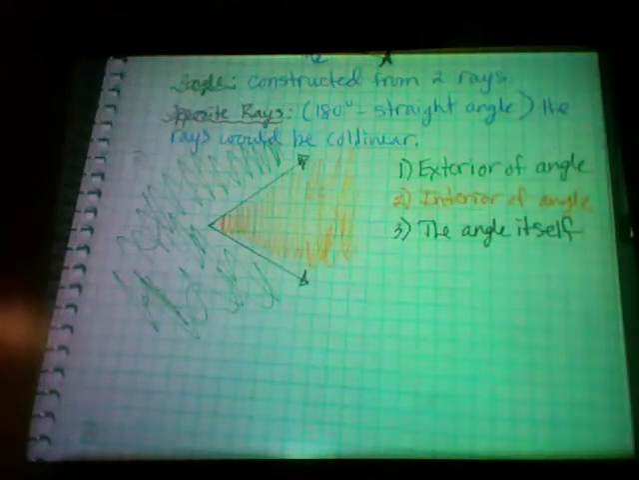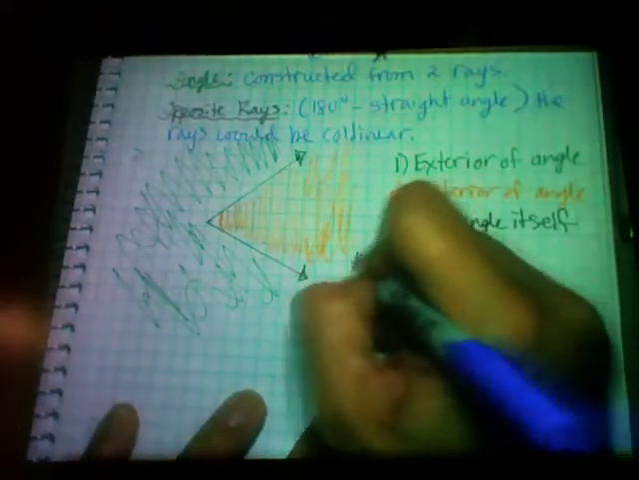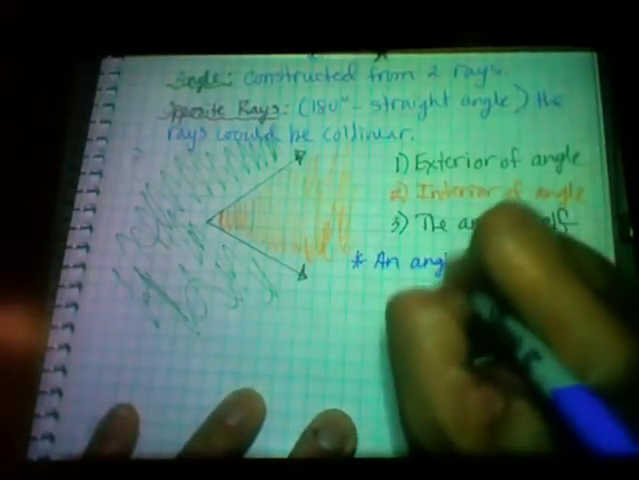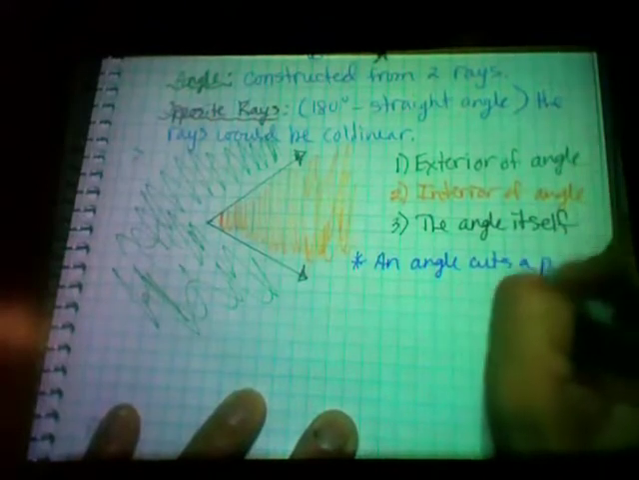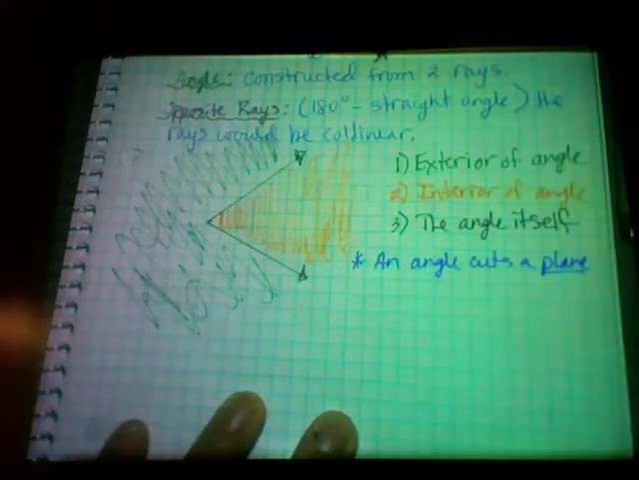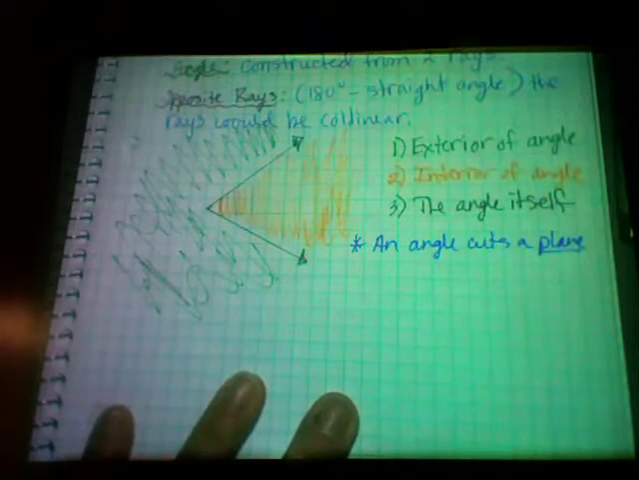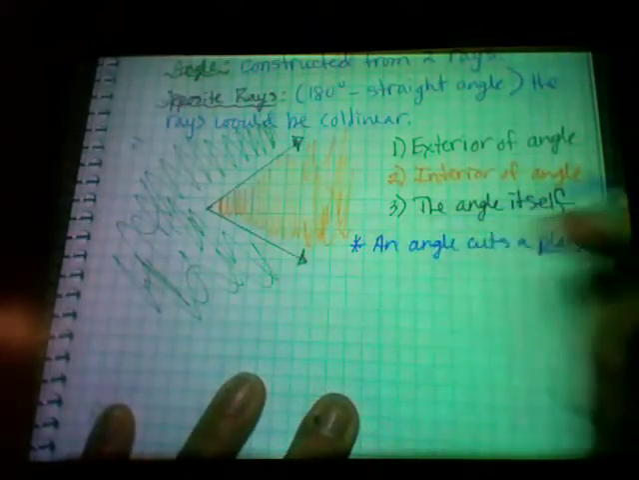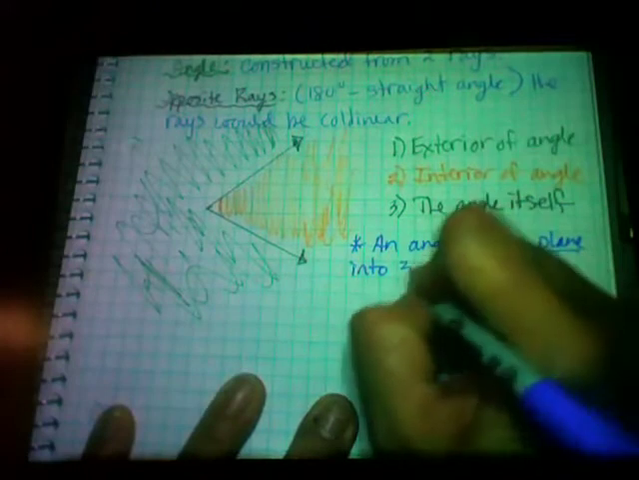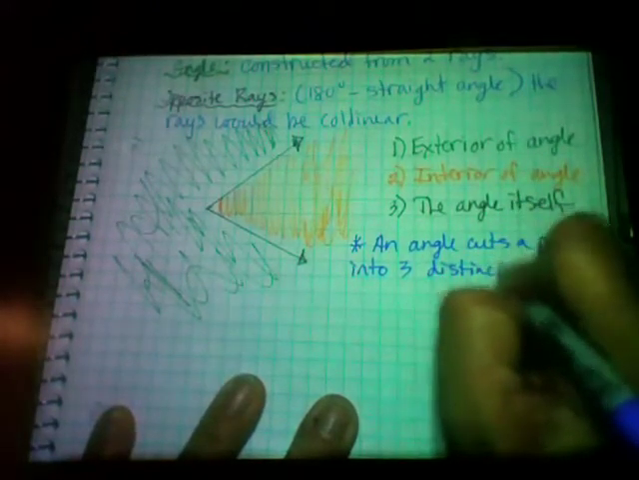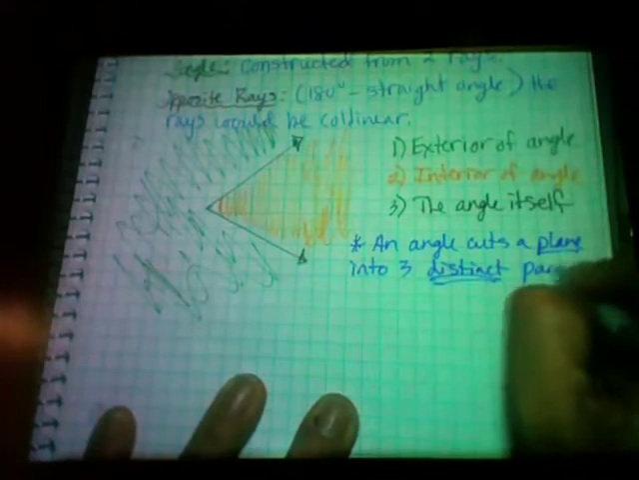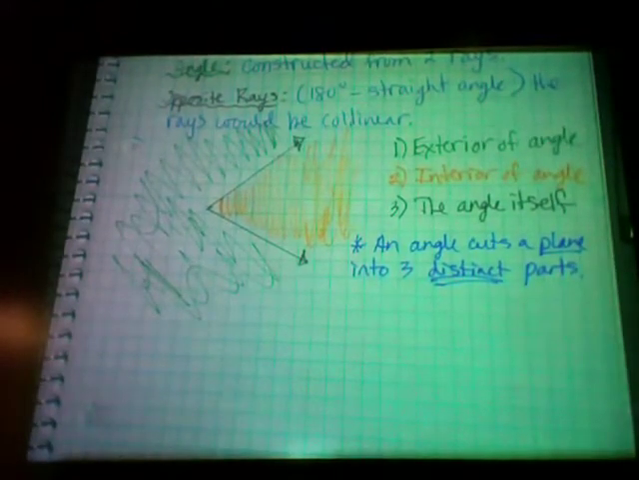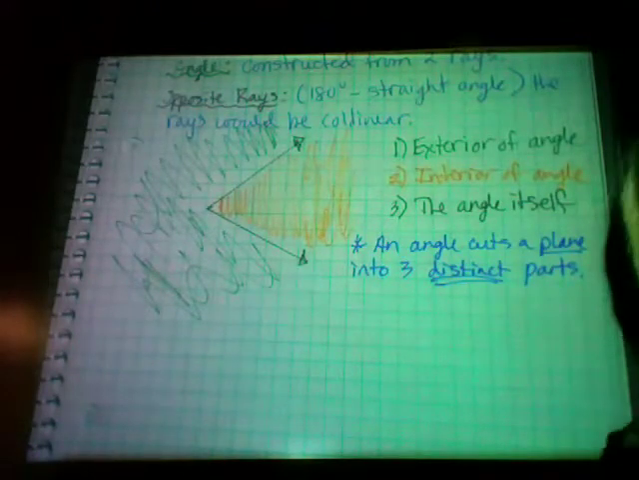So you might want to note here that an angle cuts a plane into 3 different parts. And so we've used one of the words that we've talked about before. An angle is going to cut that plane into 3 distinct parts. So make sure that you know those distinct parts so that when they're described to you, you understand and you can draw a picture. Because they're not always going to draw you a picture of what's happening. They're going to describe to you what is happening.